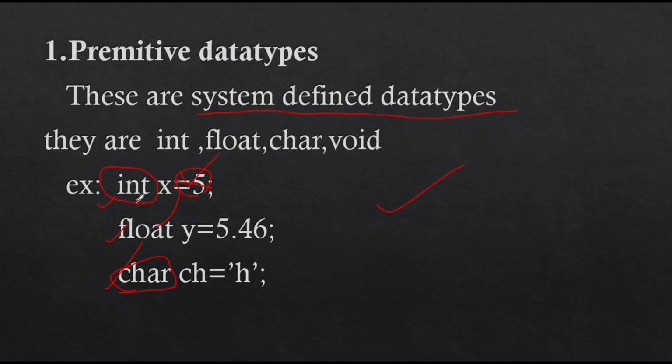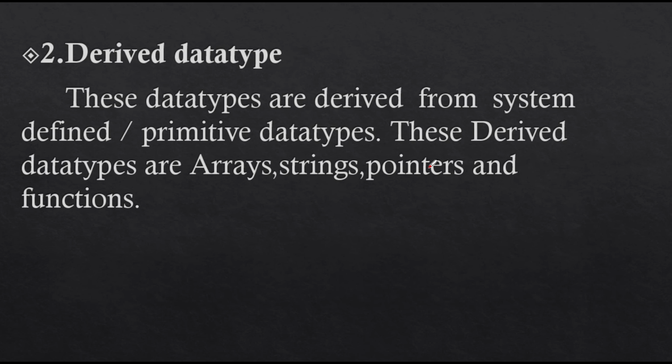Integer, float, and all these are the basic data types which we'll be using throughout C or any program. Everything we'll be creating is derived from these data types. So we should be knowing this for sure. And when we are learning about derived data types, we'll learn about arrays, strings, pointers, and functions.